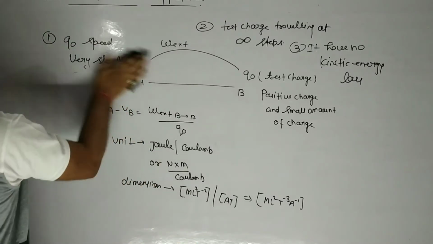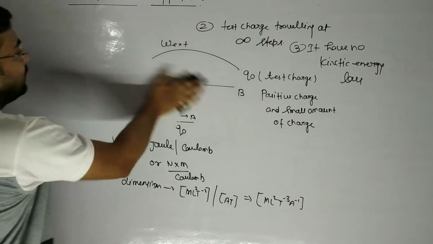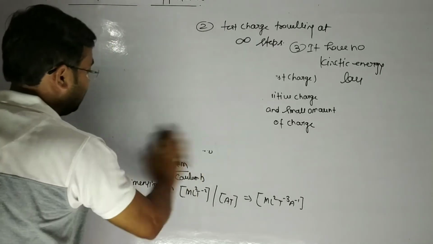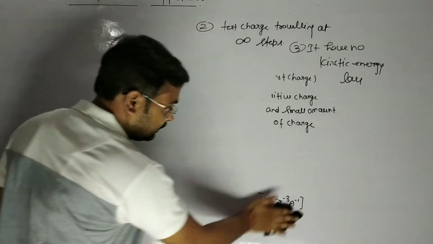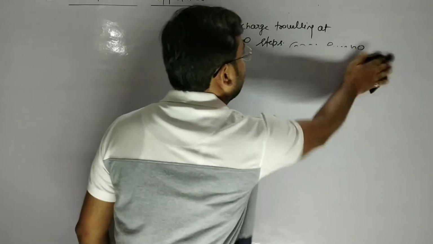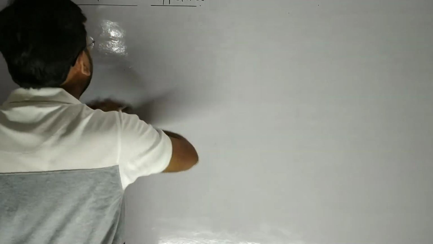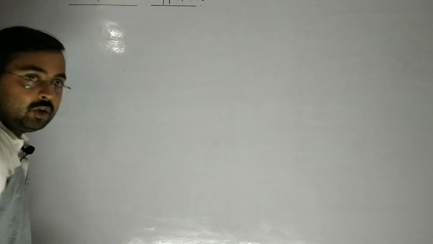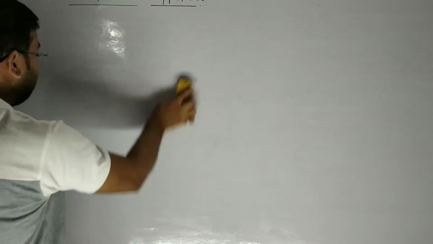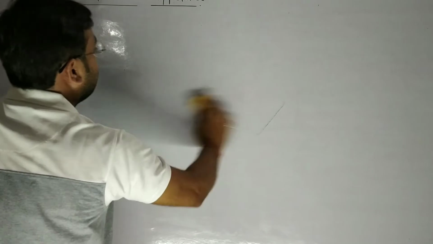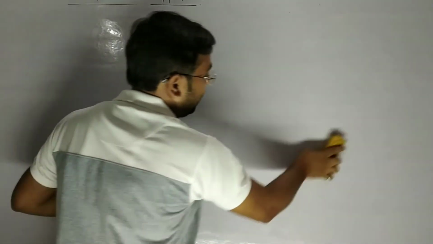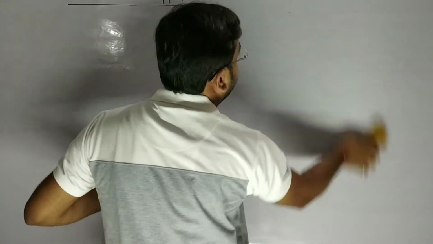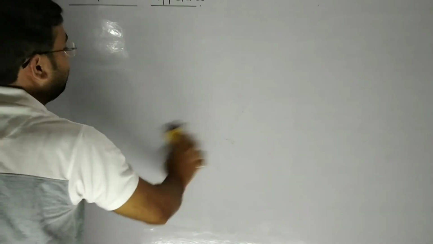Second is, what is electric potential? You understand the definition of electric potential difference? The work done by an external agent to bring a charge from the first point to the second point in a field is called potential difference.